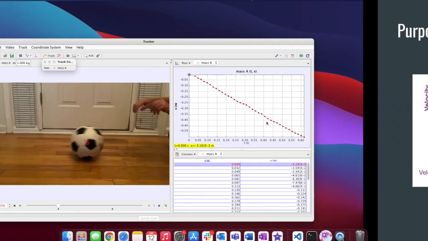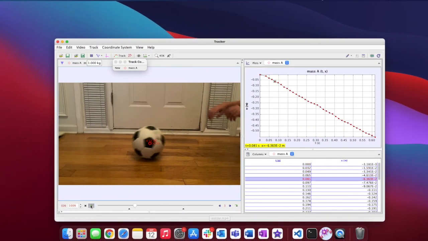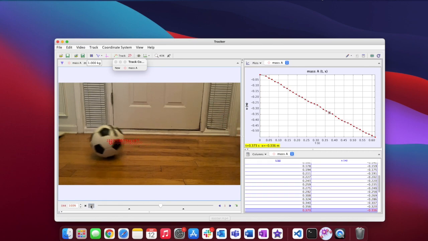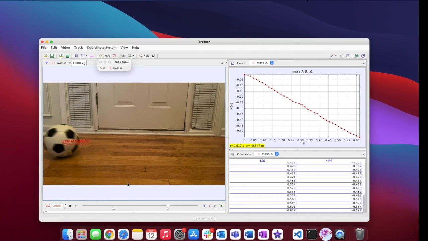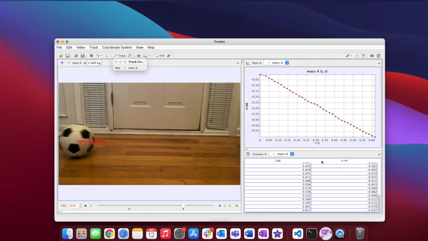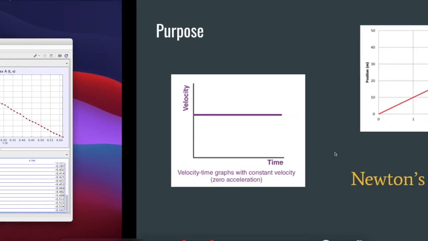time. So this is a video in tracker. It's just a soccer ball being rolled across the ground at constant velocity. And this is the position versus time graph that it created.